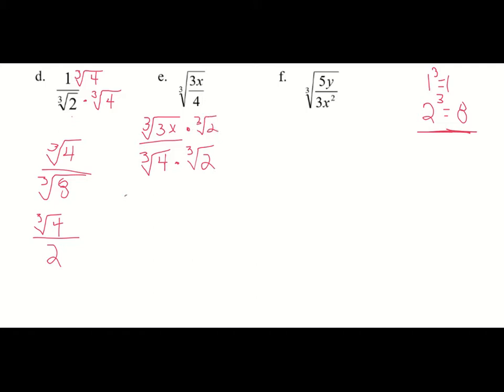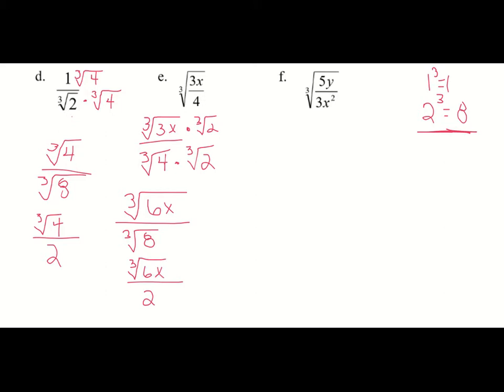So now I'm going to end up with the cube root of 6x on the top and the cube root of 8 on the bottom. But I can simplify that. My cube root of 8 becomes a 2. And then on the top, I can't really do anything with it. I'm going to have the cube root of 6x there.